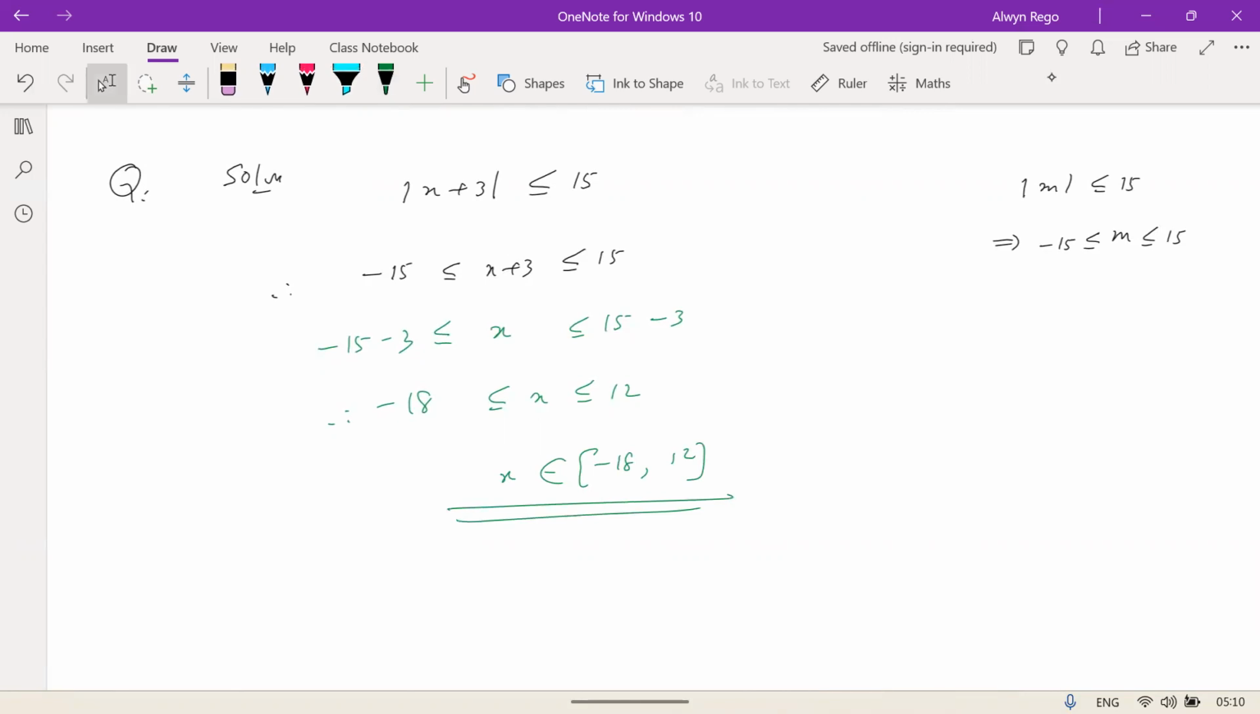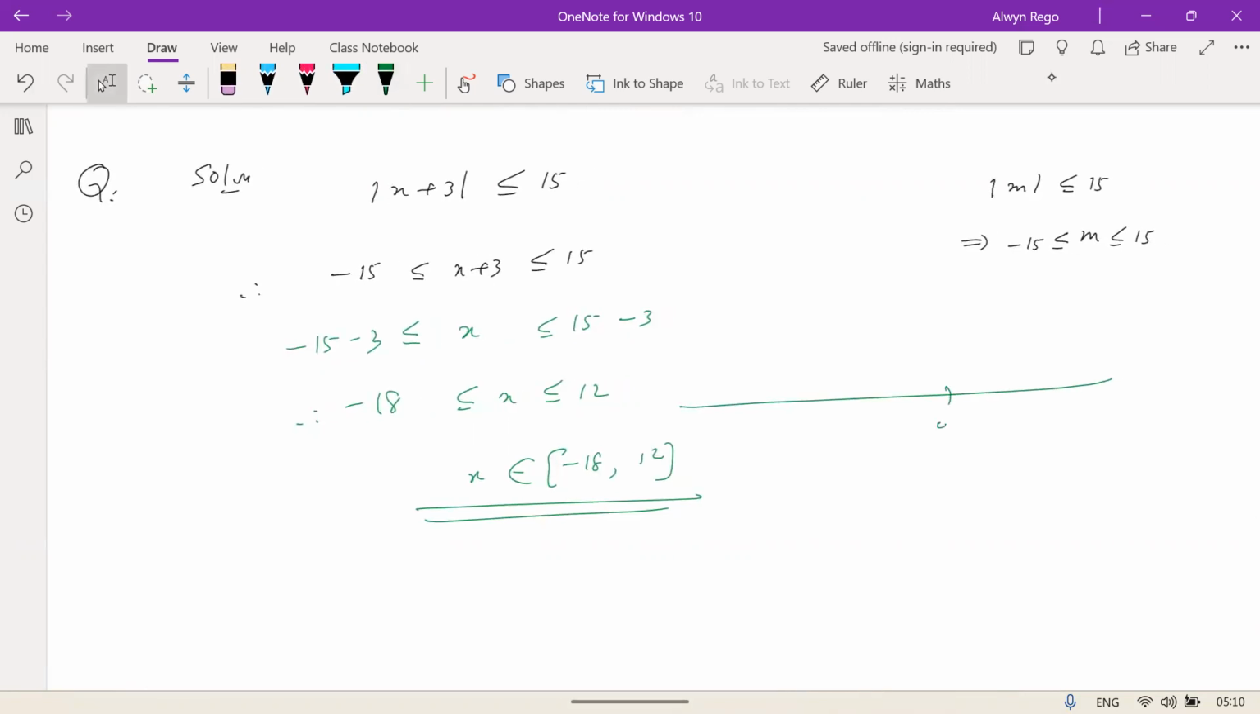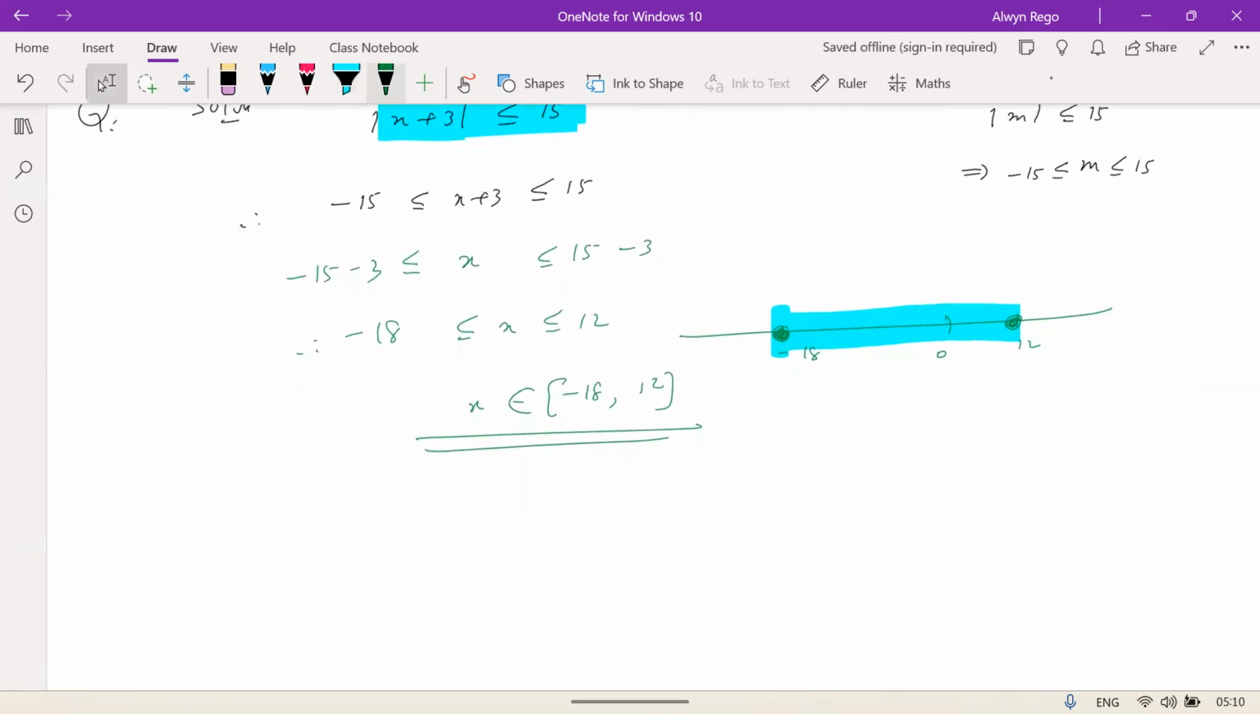So this is where x belongs. If you choose your x to be from minus 18 to 12, you'll find that in this zone you will find the solutions, of course, less than or equal to. So you have this circle darkened here, circle darkened here. So you'll find that in this zone, this inequality is satisfied. If you plug in anything between minus 18 to 12, including minus 18 and plus 12, you'll find the inequality is satisfied. Let's take another example.